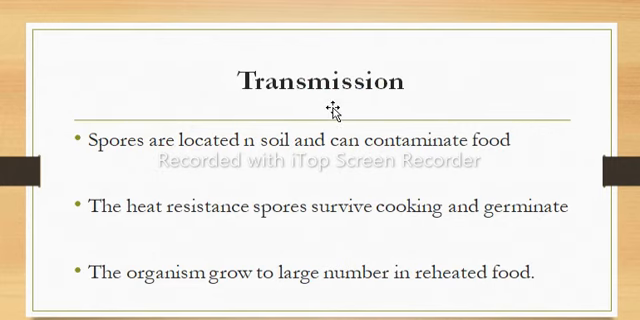Now about the transmission and how they contaminate the food items. The spores of Clostridium perfringens are located in soil and contaminate food. The heat-resistant spores of Clostridium perfringens survive cooking and germinate, and the organism also grows in large numbers in reheated food, especially in meat dishes.